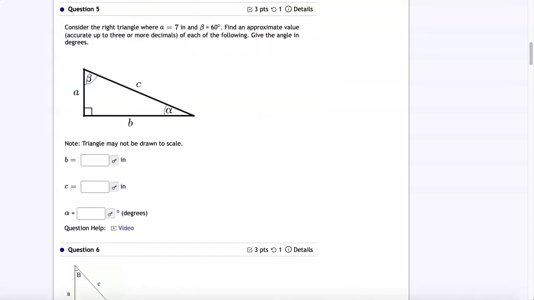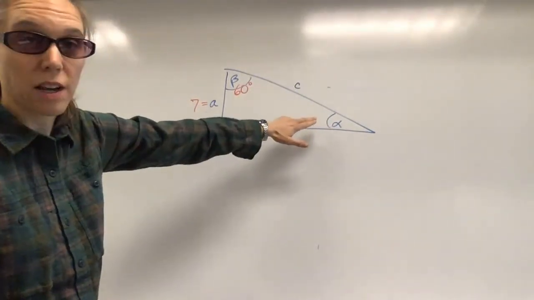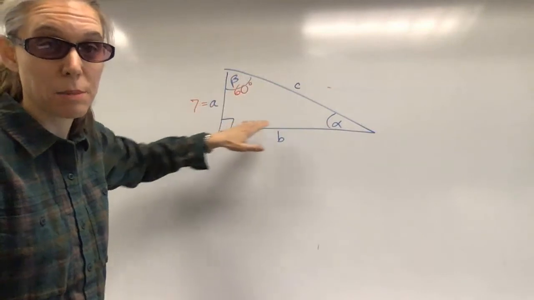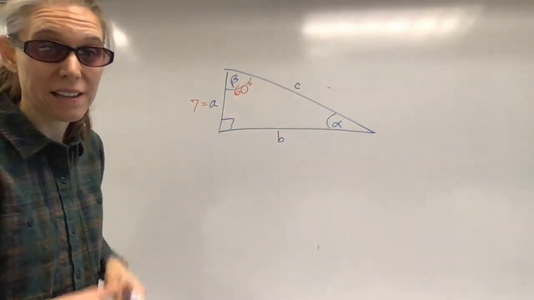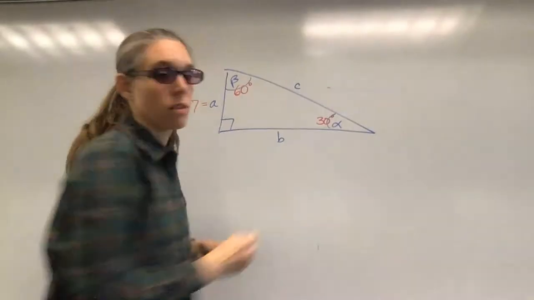Okay, now for this next problem, it says, consider the right triangle where A is 7, beta is 60, find an approximate value accurate up to 3 or more decimals of each of the following. So this is a basic SOHCAHTOA problem. So let me show you this on the board. For this problem, first of all, to find alpha, we just use the triangle sum theorem that says that the sum of the angles must equal 180. So subtract your 90, subtract your 60, and alpha is going to be 30 degrees.